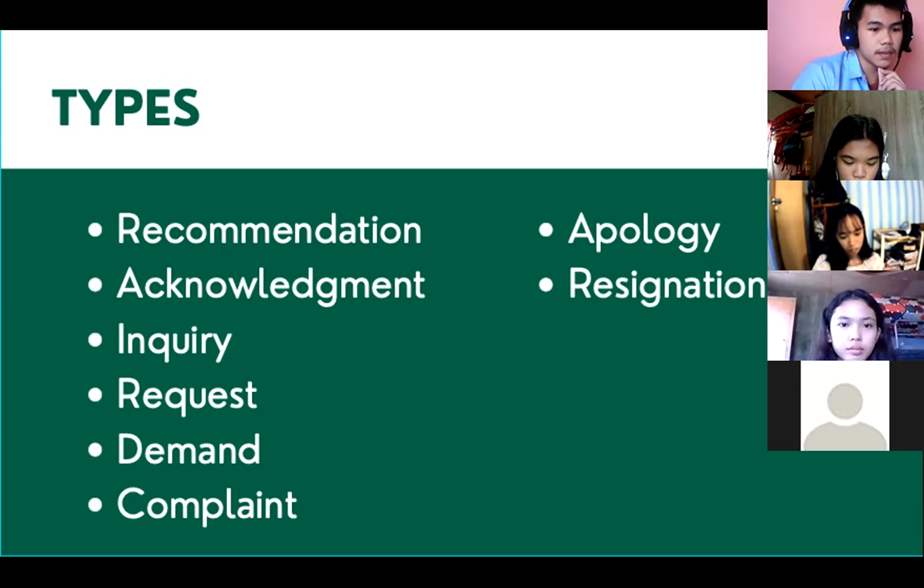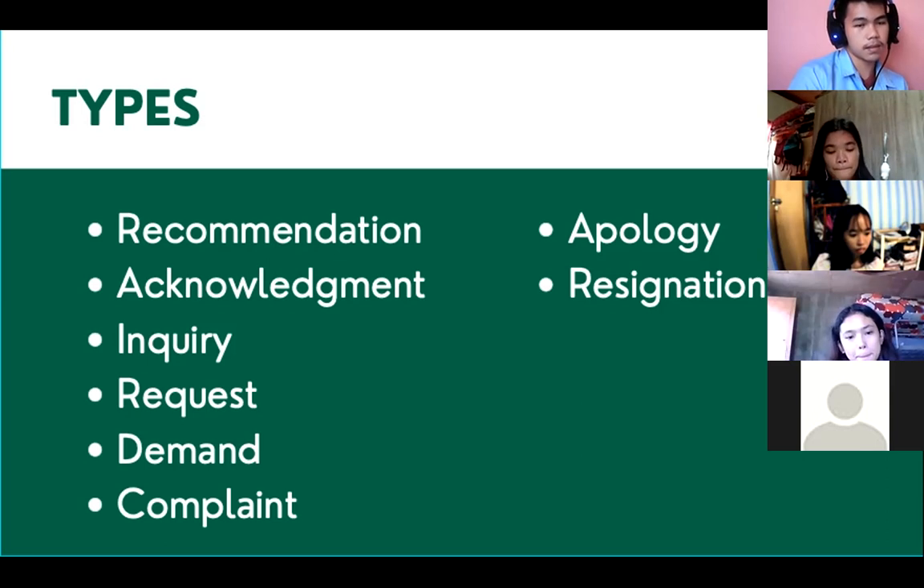It serves as a receipt. But apart from serving as a receipt, dili gyud na siya mahimong complaint ha, ang acknowledgement letter. Lahi gyud ang purpose sa complaint. Apart from serving as a receipt that you have received a service, a product, or anything delivered to you, what else is the purpose?